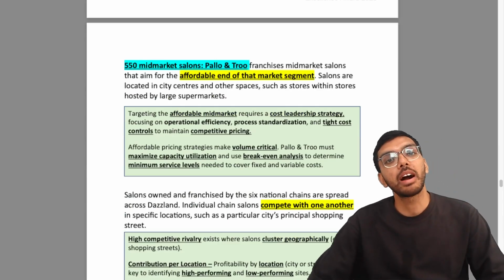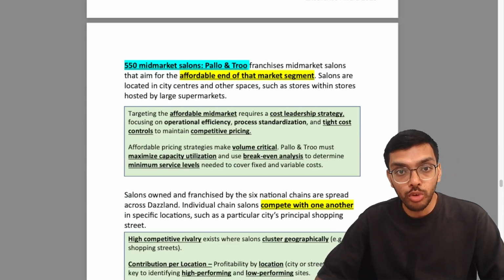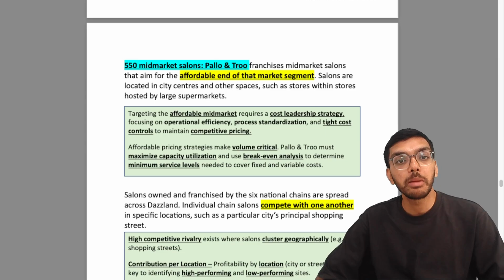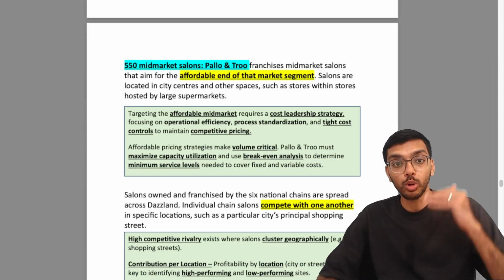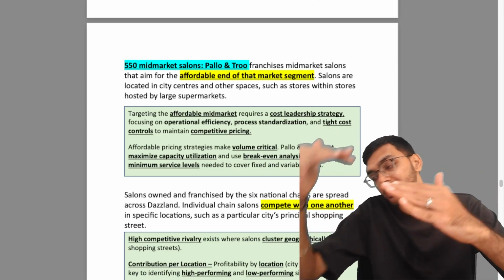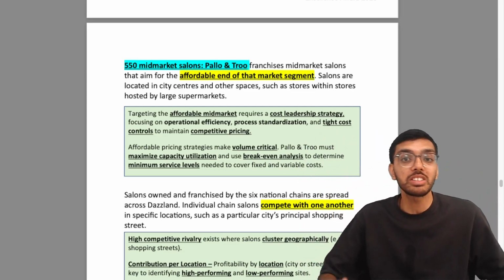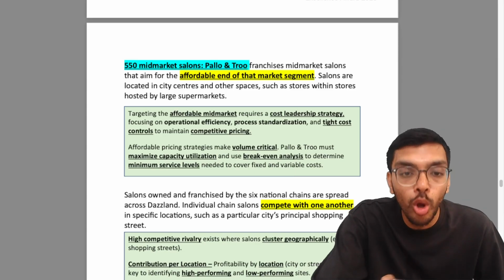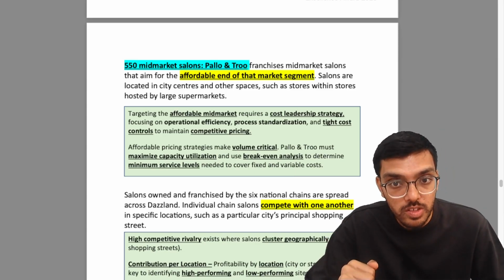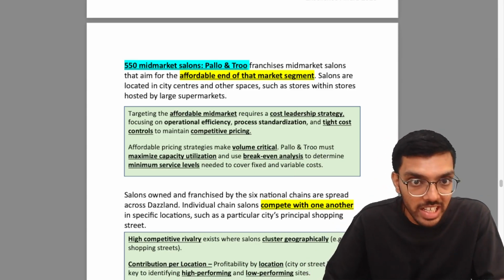Last, again in the mid-market salon, we have Palo and True, franchisees mid-market salons that aim for the affordable end of the mid-market salon. So they are located in city centers. They focus on the affordable mid-market, which means at the lower end of the mid-market, but still higher than low market salons. So they are focusing on cost leadership.